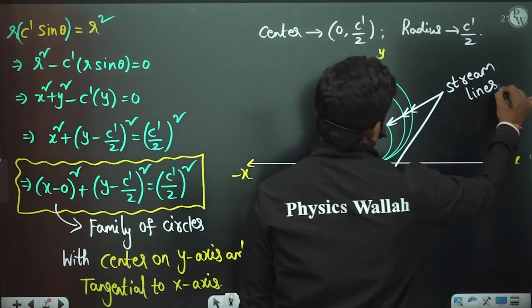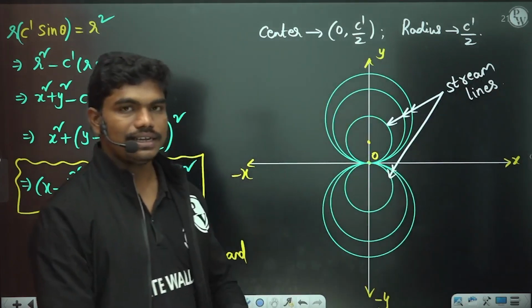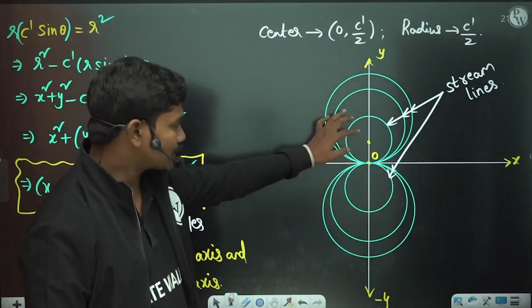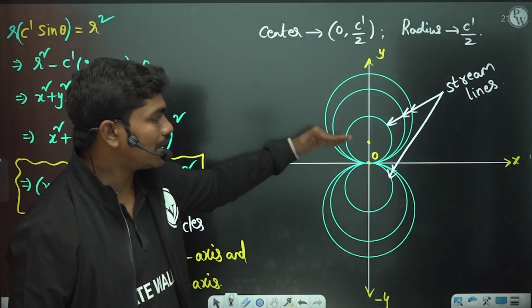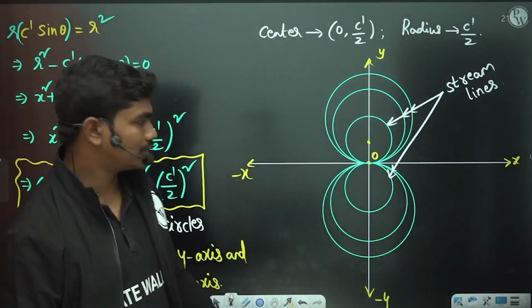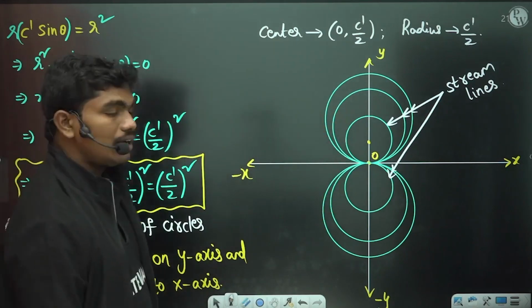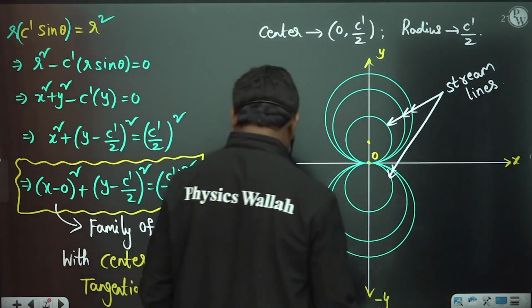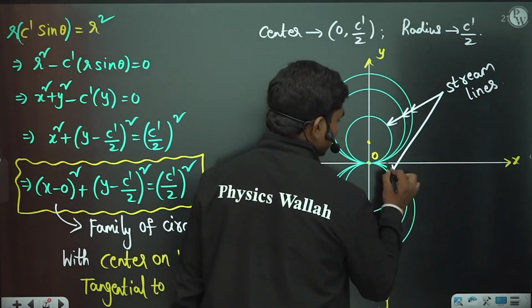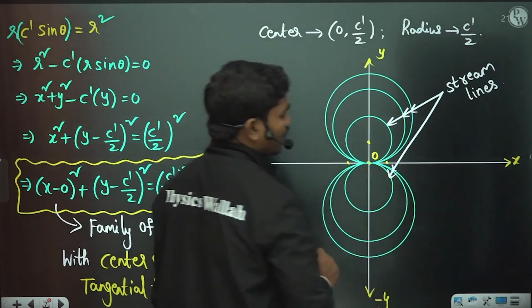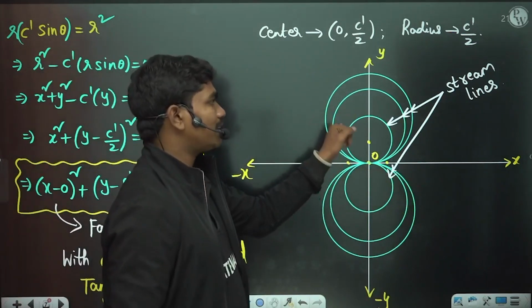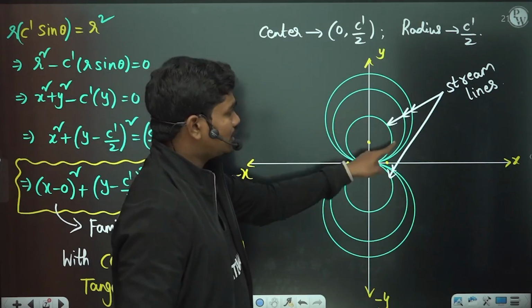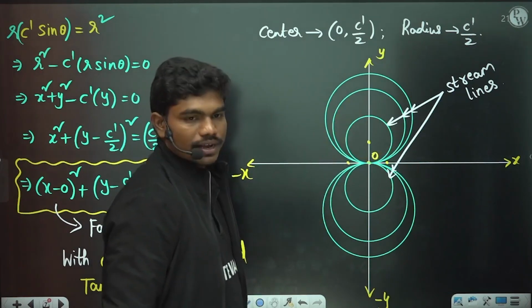So that's how streamlines are: circles in such a way that their centers are on the y-axis and they are tangential to the x-axis. This is how you get the streamlines in the case of a doublet. The source and sink are somewhere here, for example here and here. Clear? Practically there cannot be any flow that can enter this. So some part of the fluid gets stuck in these particular locations, whichever is shaded.